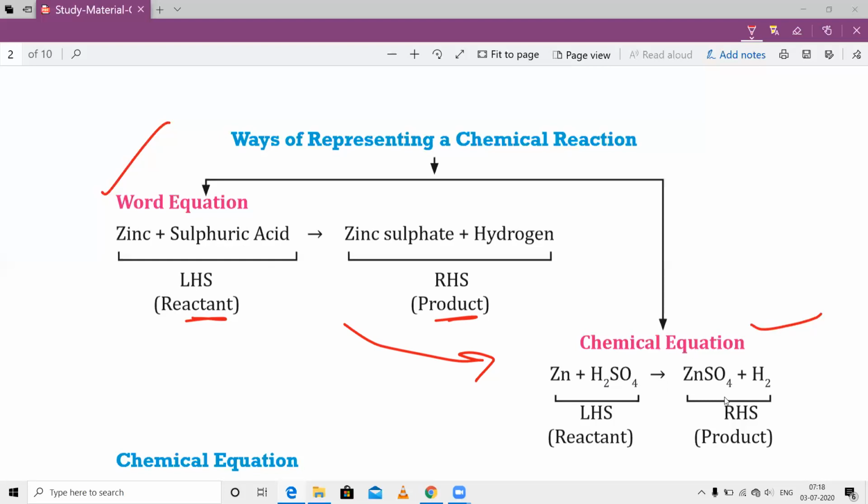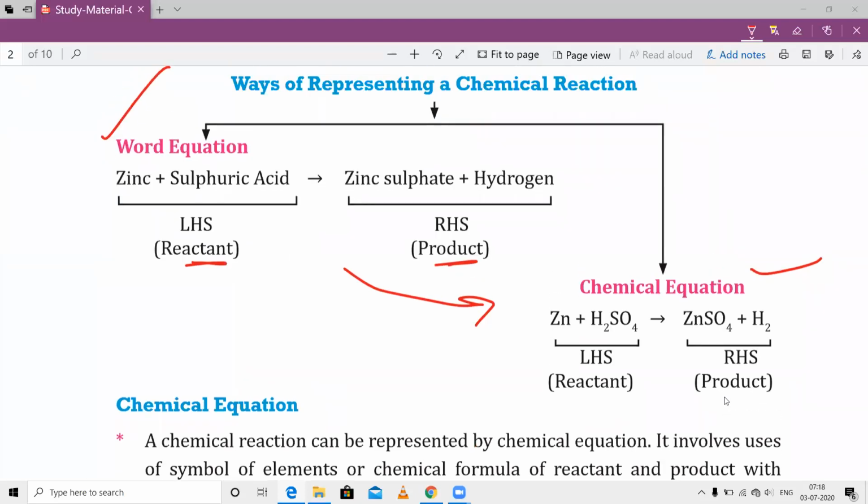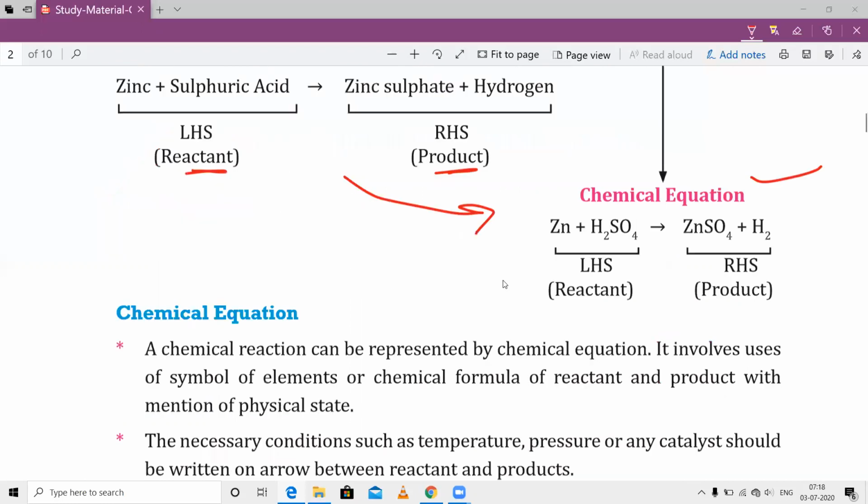ठीक है, तो ये आपको बहुत important है. और few equations you can also write with word equation. In the evening I will give you some equations and you have to write them as a word equation and as a chemical equation, ठीक, in homework.